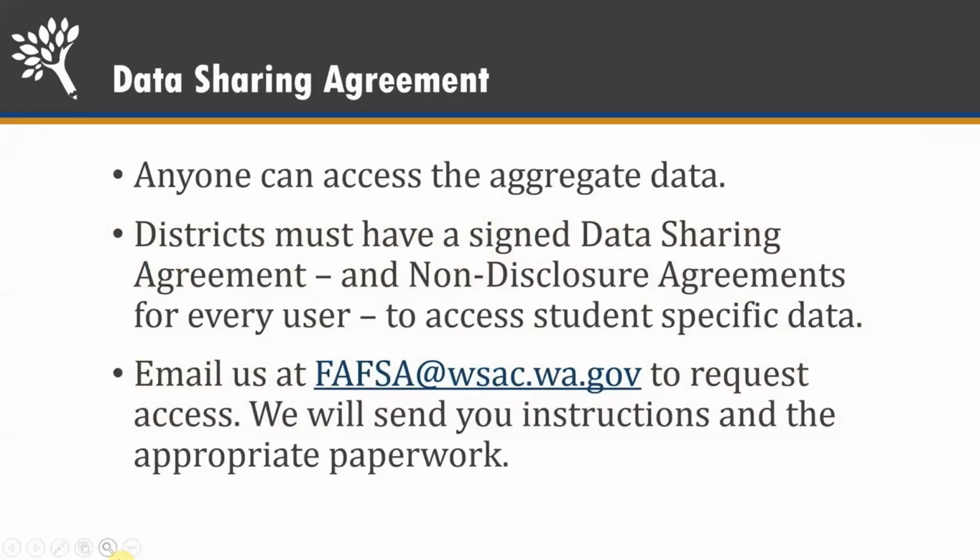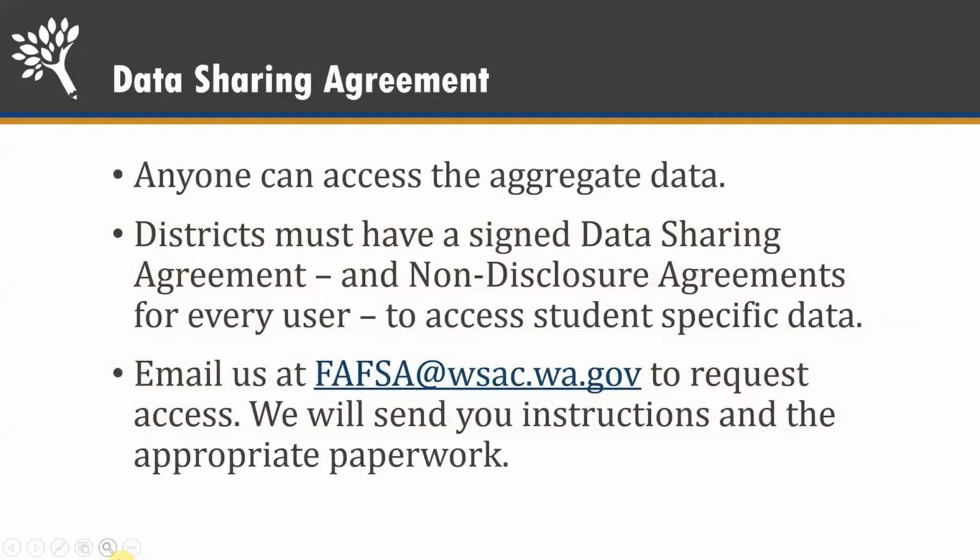For getting access to student-level data and getting your employees' logins to the portal, please email us at fafsa.wsac.wa.gov to request access. We will then send you instructions and the appropriate paperwork. If you already have another account, such as with the College Bound portal, you will already have an account username. Signing the NDA will get your permissions added for FAFSA completion portal.